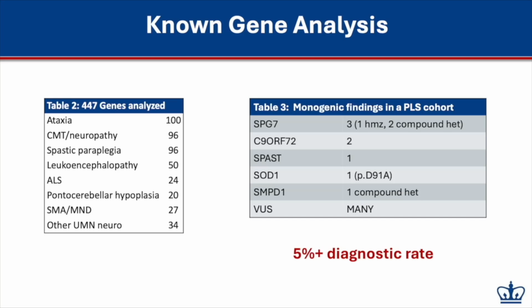We did find many variants of uncertain significance. When you look in this many genes, that's not quite surprising, and so it could be that the monogenic explanation rate is actually higher than the 5%, what I would call diagnostic rate, that we identified here. But this number is very close to, for example, a similar size cohort from Utrecht.